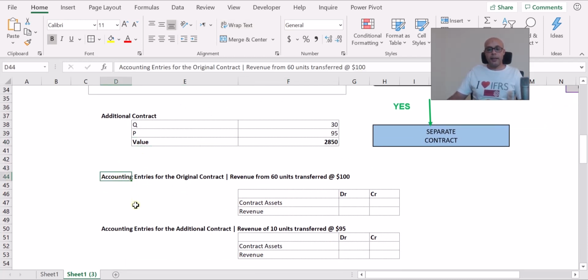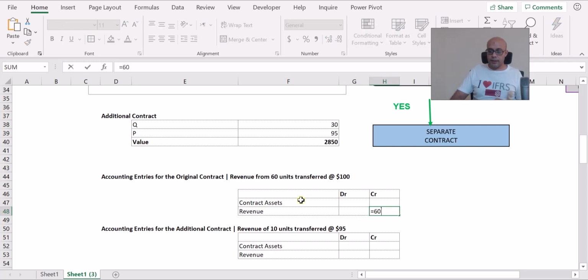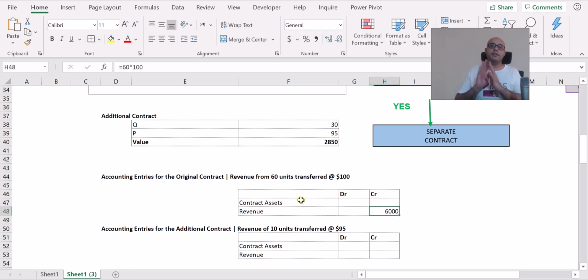Now, let's recognize the revenue for this case as of today. First information: we delivered the first batch of the original contract. The first batch included 60 units, and the price of these units was 100. So we need to recognize revenue for this first batch. How many again? 60 units. The price is 100. So we are going to recognize revenue of 60 units times 100. So the amount will be $6,000. This is in the credit. Now, what is in the debit?